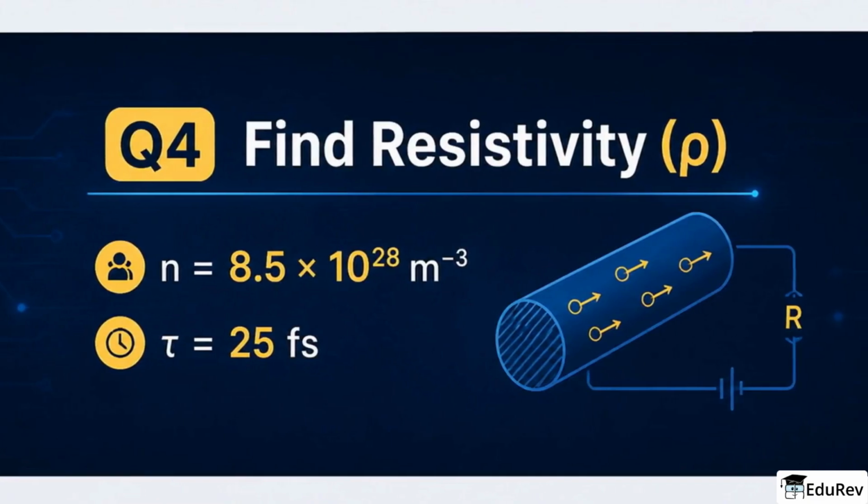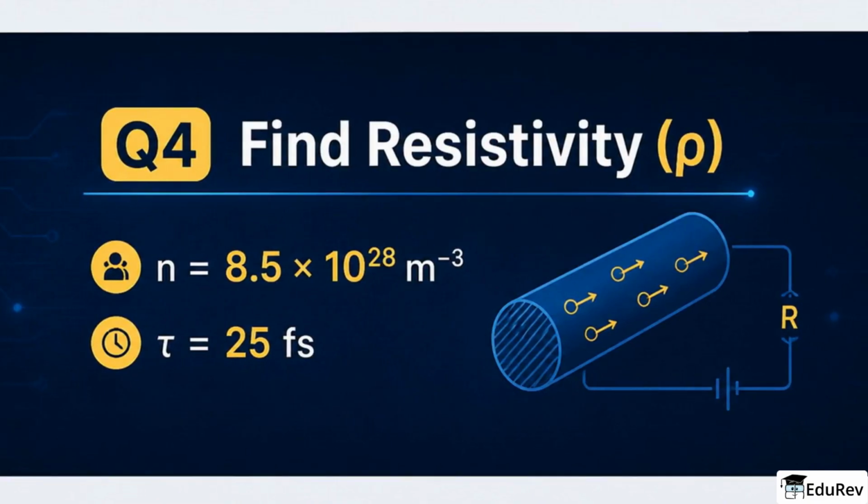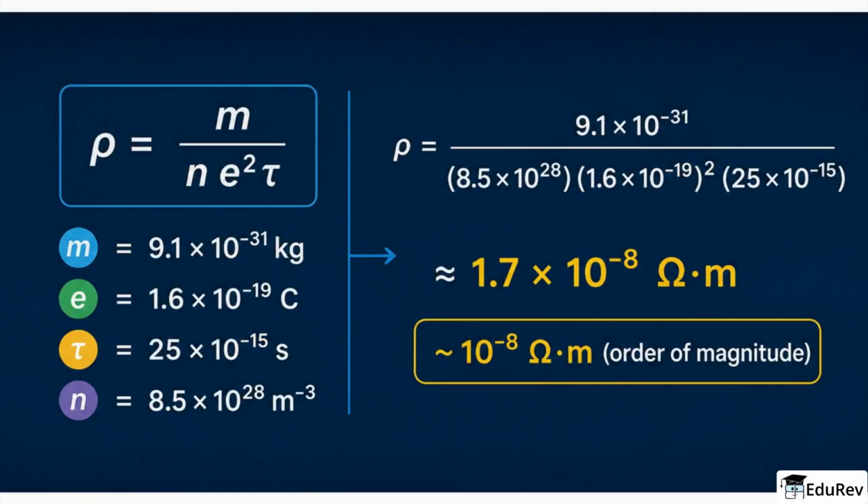Question number 4 gives number density 8.5 times 10 to the 28 per cubic meter and mean free time 25 femtoseconds. Find resistivity. Use rho equals m divided by the quantity n times e squared times tau. Substitute m as 9.1 times 10 to the minus 31, e as 1.6 times 10 to the minus 19, and tau as 25 times 10 to the minus 15, you get about 1.7 times 10 to the minus 8 ohm meter. So order 10 to the minus 8.